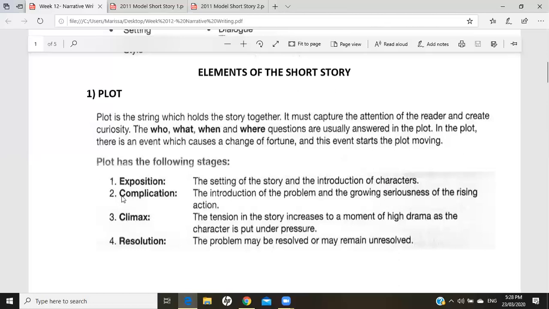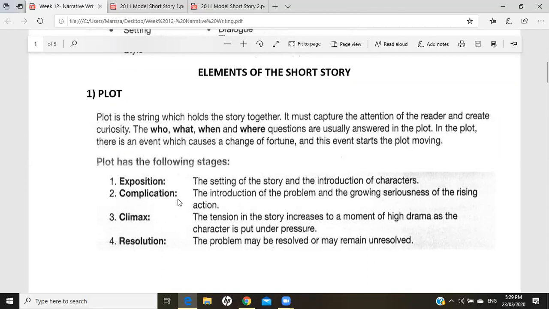Then the second stage in the plot is the complication. So this is the introduction of the problem and the growing seriousness of the rising action. Everything's going good in the introduction, the setting is introduced, the characters are introduced, and then we're introduced to some sort of complication. Some kind of obstacle the person has to overcome or some drama is going to take place.